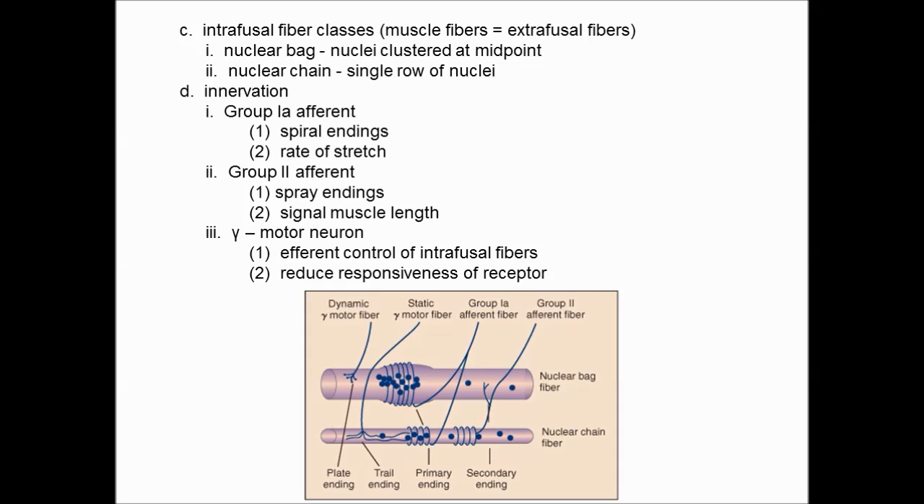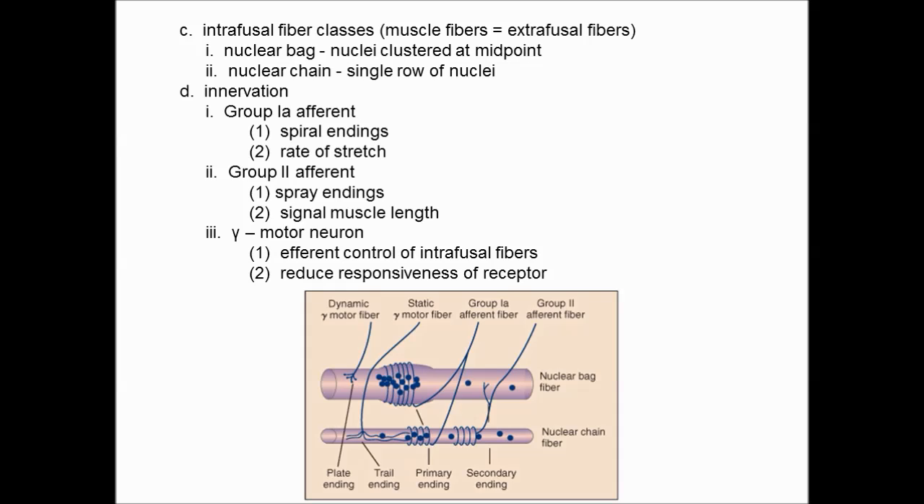The group 2 afferents have spray endings, although this does have a spiral ending, but we usually say they have spray endings, and they are sensitive to the length of the muscle. In other words, they're just measuring the absolute length, whereas the 1A are measuring the change in length. And finally, there are efferent fibers also going to this intrafusal fiber. They're called gamma motor fibers, and they actually contract the muscle.